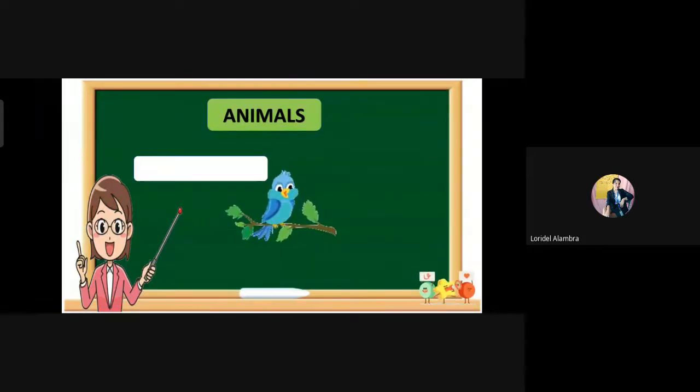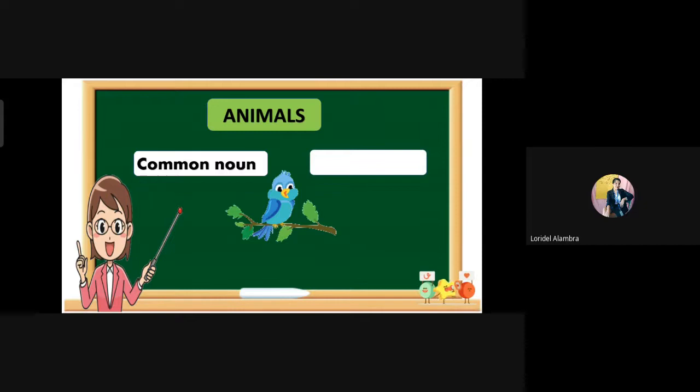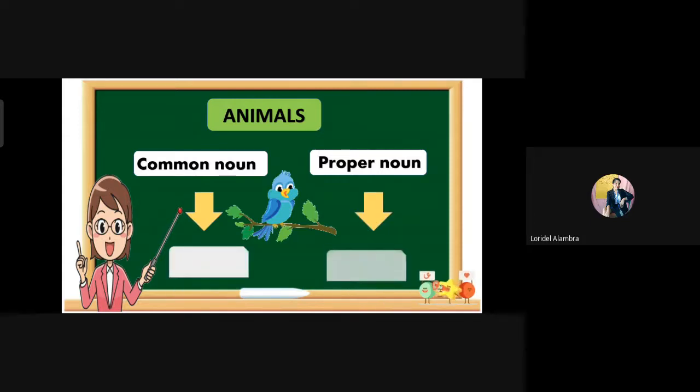So, the Essential English 2, Acer, Adidas, and LG are example of proper noun. Again, it begins with capital letter. So, another example of proper noun in animals are like this. In common noun, so in this bird, the common noun is bird and the proper noun is Tweety.